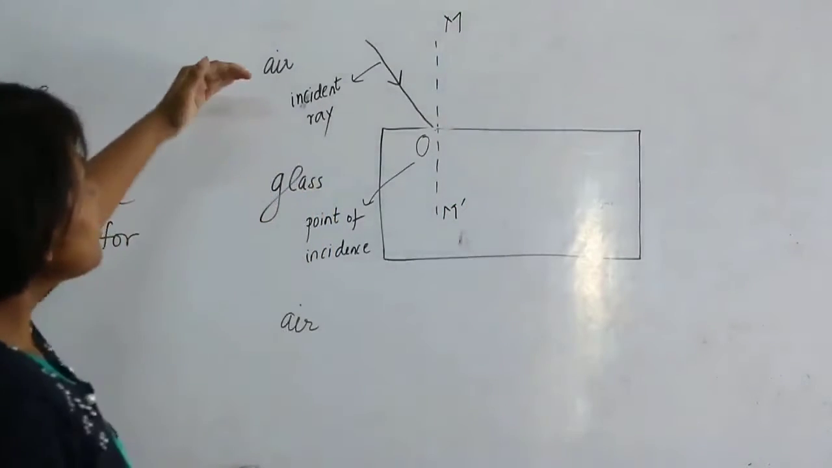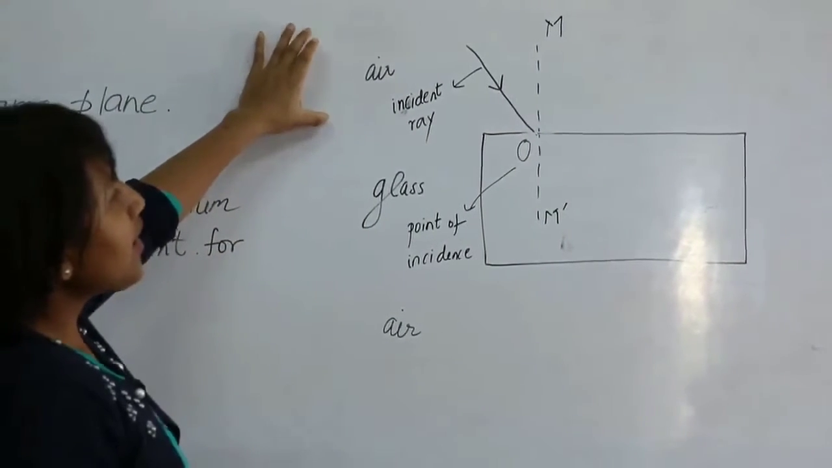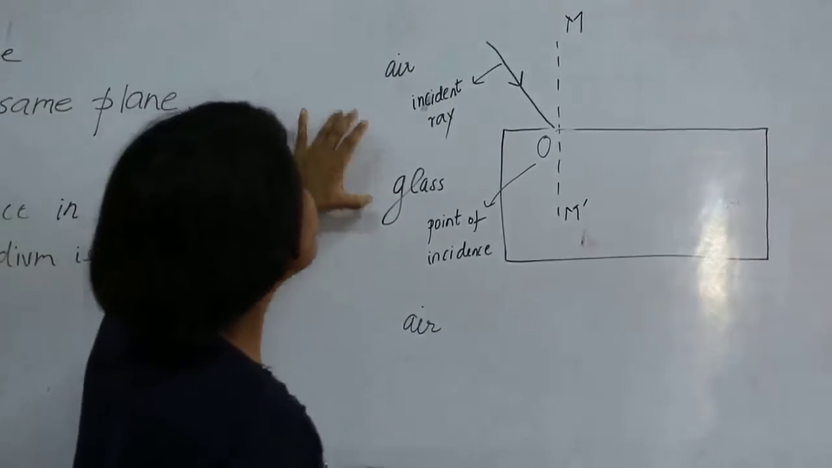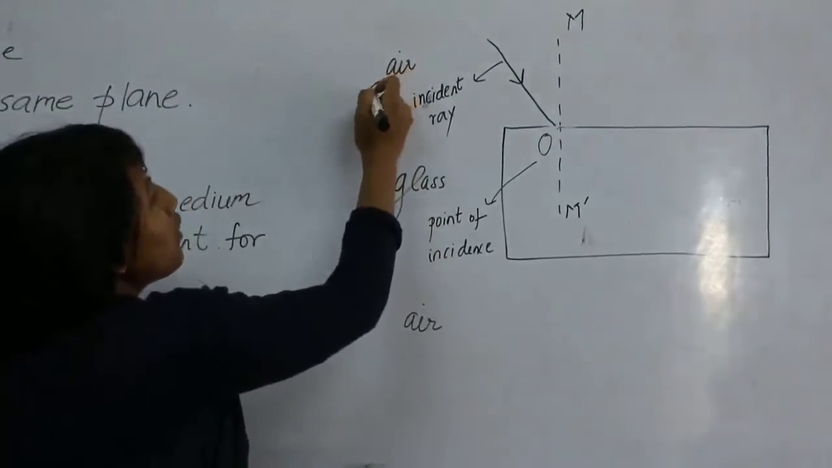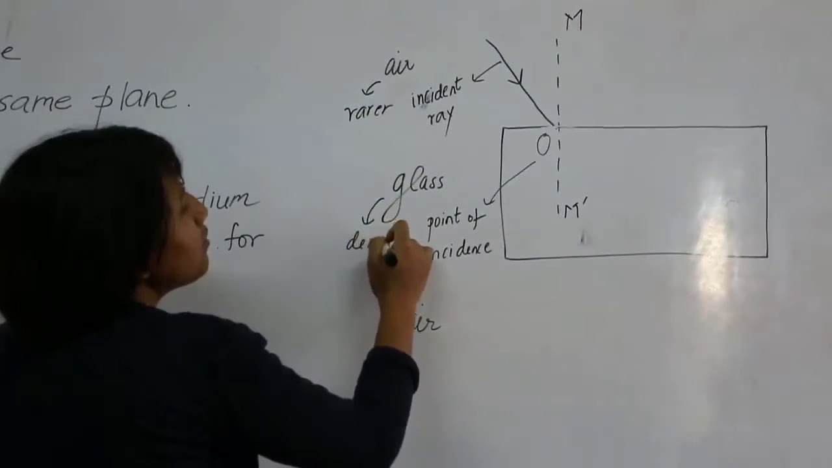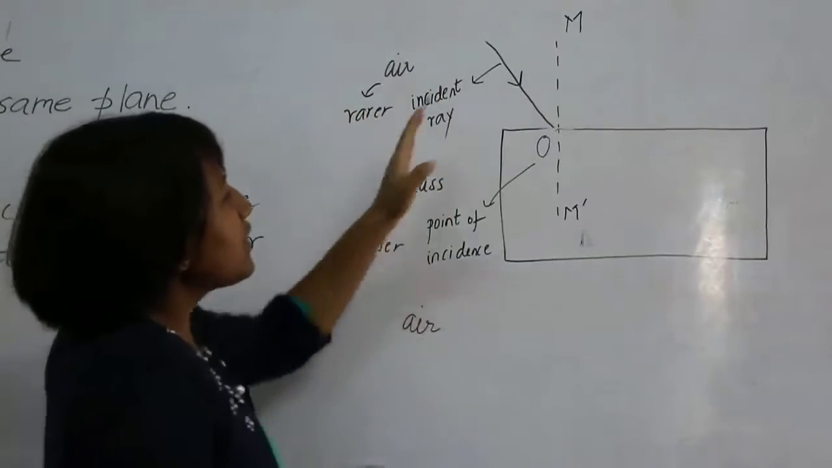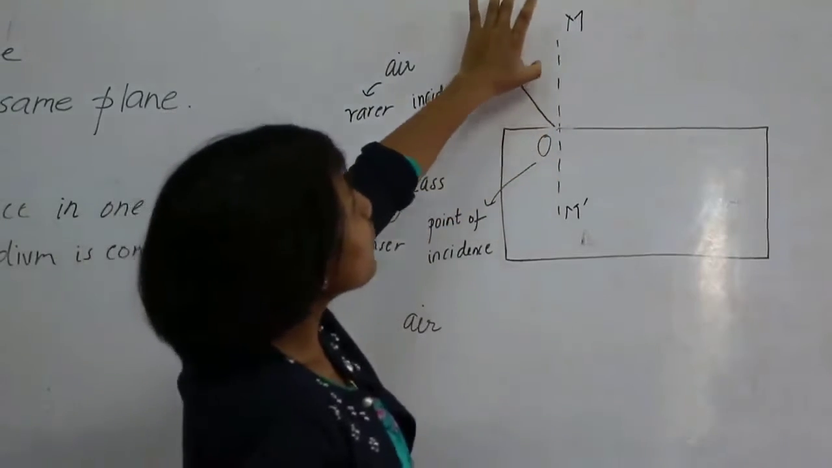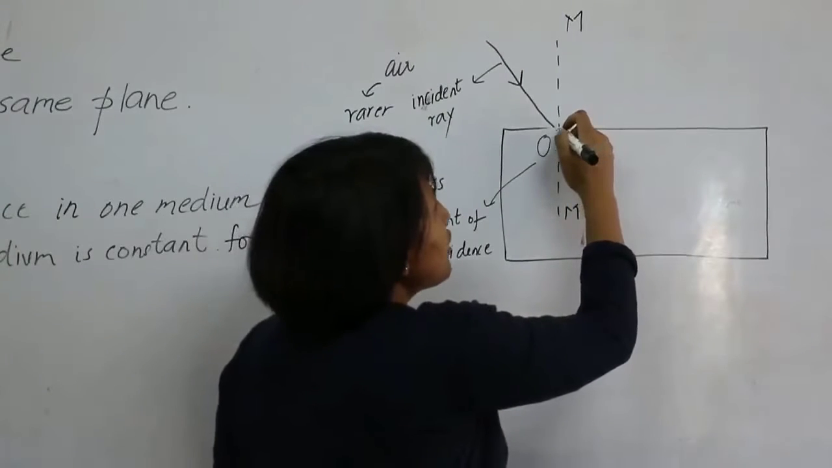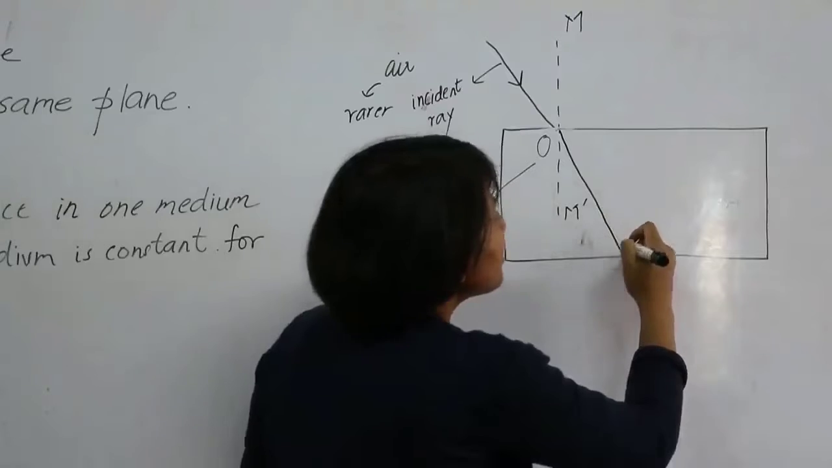Now let's compare the speed of light in air and glass. The speed of light in air is more compared to that in glass. So air is called an optically rarer medium, and glass an optically denser medium. When the ray of light travels from rarer to denser, it will always bend towards the normal, and then you extend this ray of light.